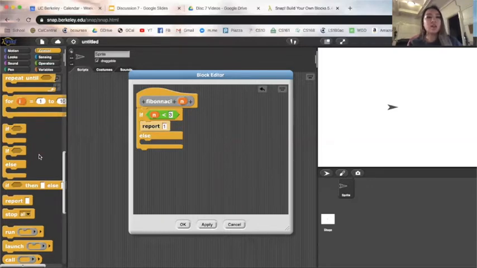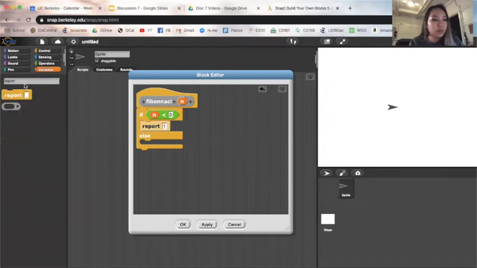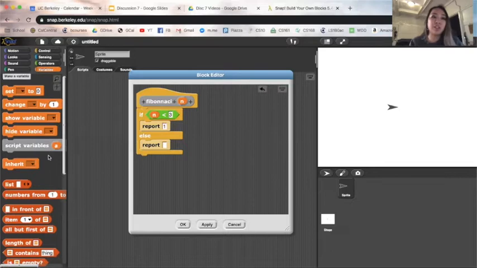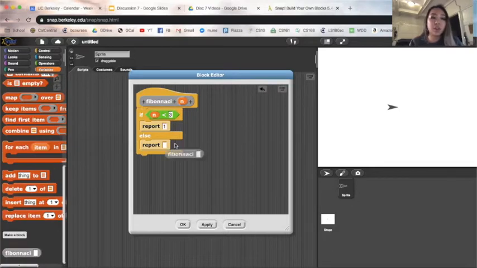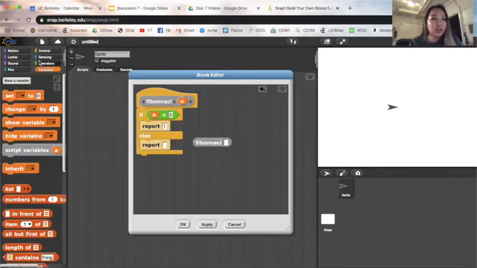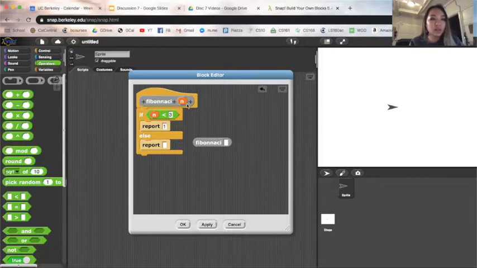Now let's look at the recursive case. This is pretty simple, right? We already have our equation. That was just where we report Fibonacci of n minus 1 plus Fibonacci of n minus 2. And that'll be our recursive call. So I'll have Fibonacci and we'll add it together.